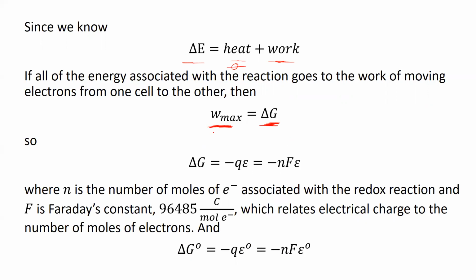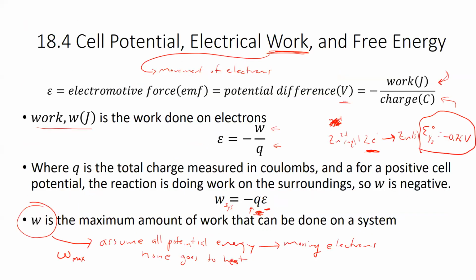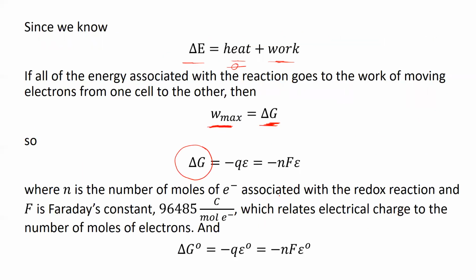So now we can plug delta G in for the W max that we had from this equation here. And we can say, okay, that's negative Q times E. But we can also change that, because we know that Q is related to charge. So Q is going to equal n times Faraday's constant, where n is the moles of electrons and F is Faraday's constant.